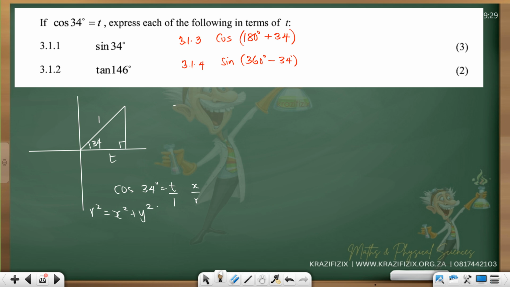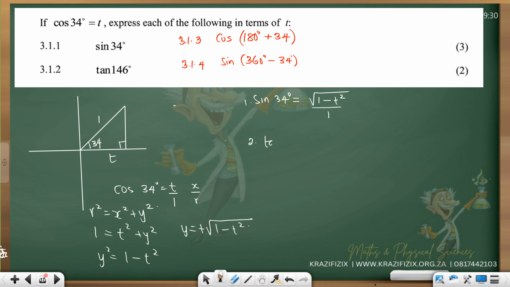There's a question I want to give you to do now for me. I hope I would have time. What is r? 1. What is x? t. And so what is y squared? 1 minus t squared. And if I put a square root, I'm choosing the positive one, right? So what is sine 34? Sine is y over r. What is my y? Over r, which is 1.